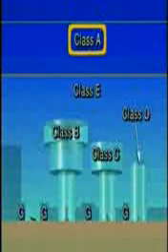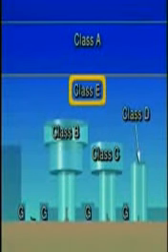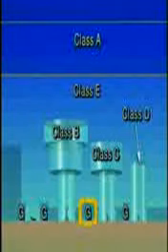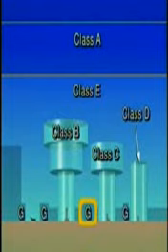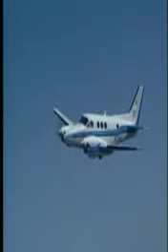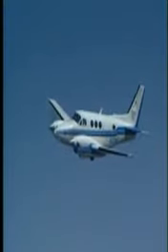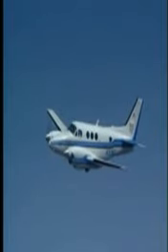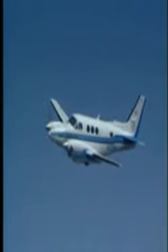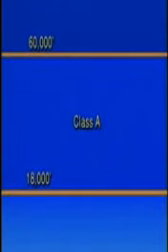Class A airspace extends from 18,000 feet MSL up to and including 60,000 feet MSL. To fly in Class A airspace, you must hold a current instrument rating and be on an IFR flight plan. In addition to the standard IFR equipment requirements, your aircraft must have an encoding altimeter, a transponder with Mode C, and radio equipment capable of communicating with ATC on the appropriate frequencies.